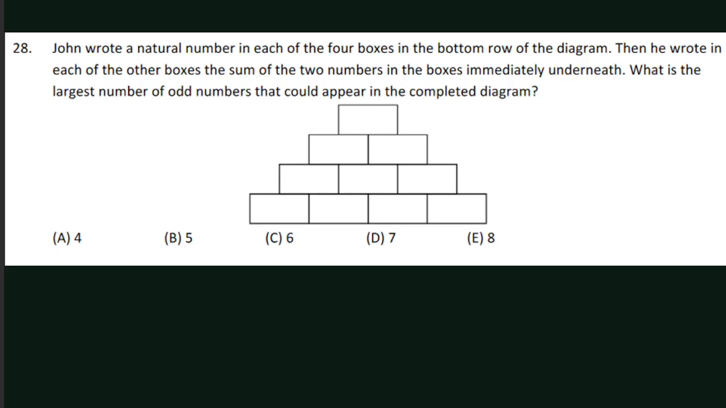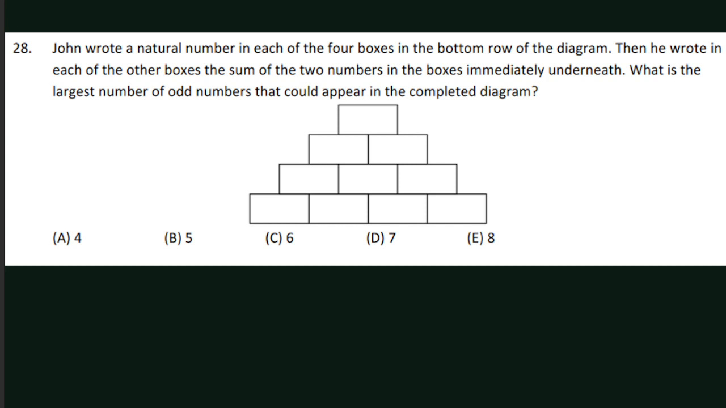In today's video, we're going to be solving a problem that appeared on the 2017 Kangaroo contest for grades 5 and 6. The problem was worth 5 marks and it states that John wrote a natural number in each of the 4 boxes in the bottom row of the diagram. Then he wrote in each of the other boxes the sum of the 2 numbers in the boxes immediately underneath. What is the largest number of odd numbers that could appear in the completed diagram?